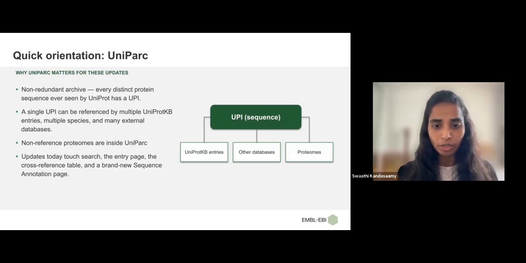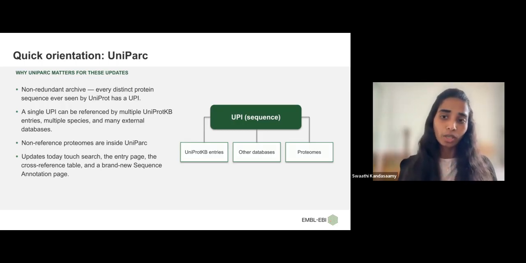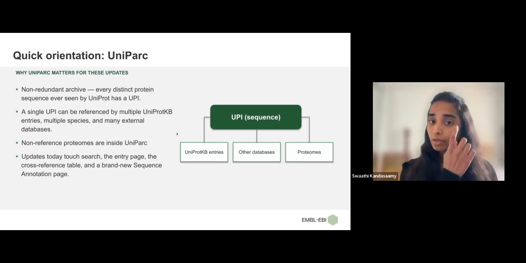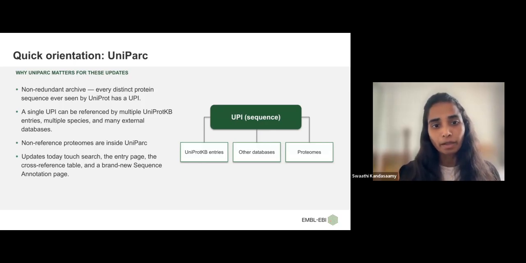In a UniParc entry, along with the sequence information, you'll also see the cross-reference table showing from where this sequence was taken, when it was first seen, and when it was last seen, if it was ever deleted. So that is all in the cross-reference table. And one thing is, in a month's time, we are going to remove all the non-reference proteomes from UniProtKB, and they will be moved to UniParc. So this is where you'll find all the non-reference proteome entries.